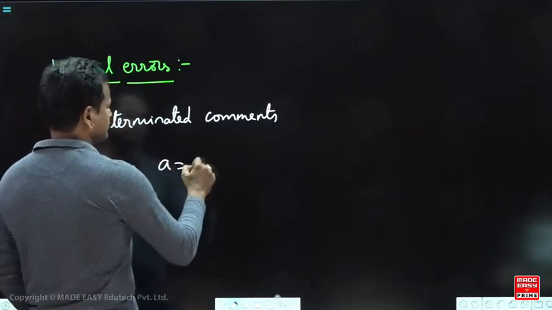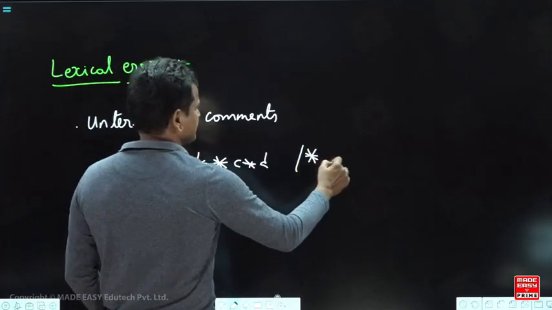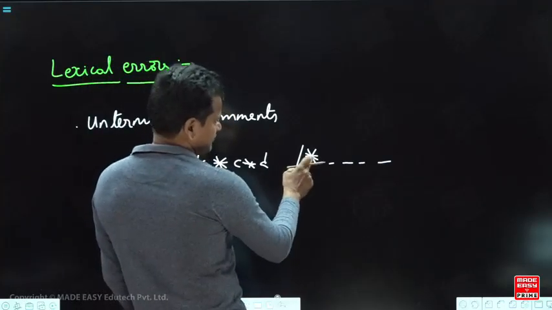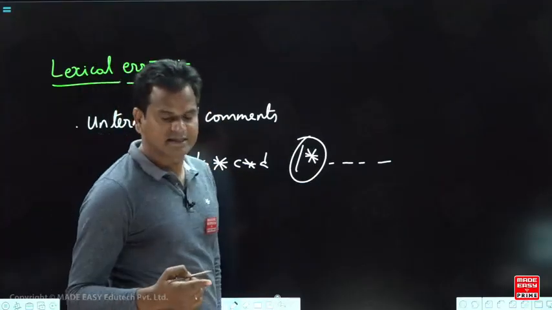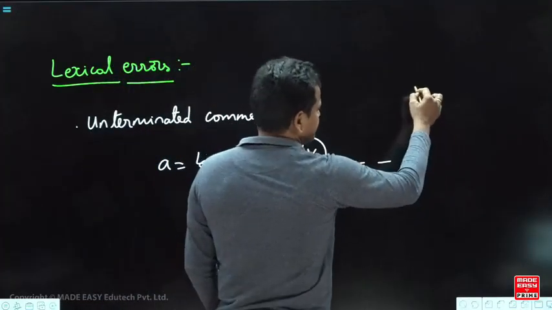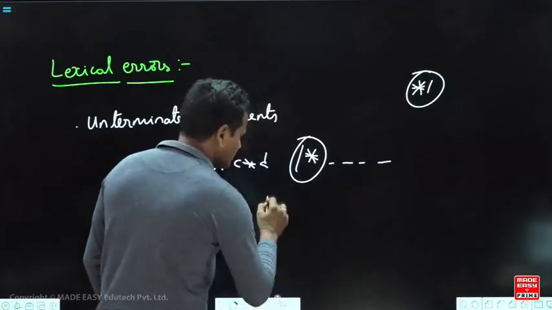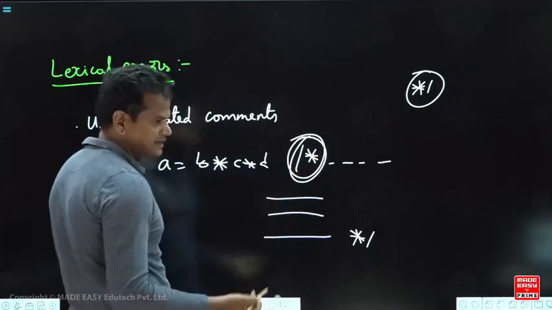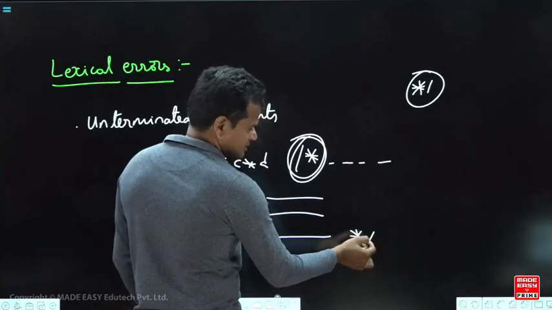Suppose A equal to B plus C into D something, and you have written a multiple-line comment. Whenever you open the comment with /*, the lexical analyzer will check whether there is a star followed by / present in the same line or after multiple lines. Whenever you write this, the lexical analyzer will check whether a star followed by / is present or not.